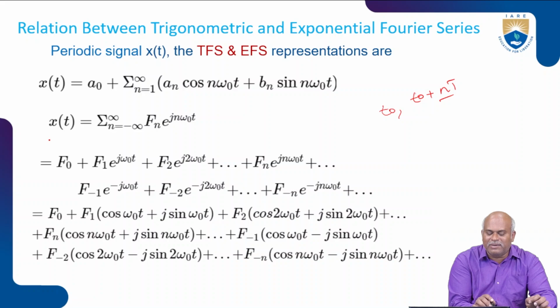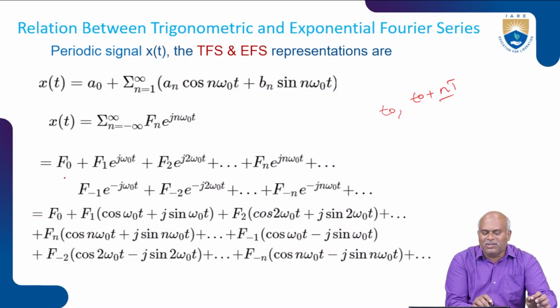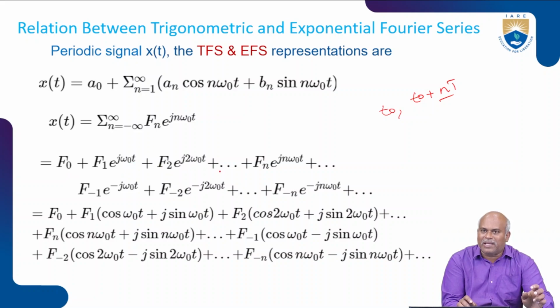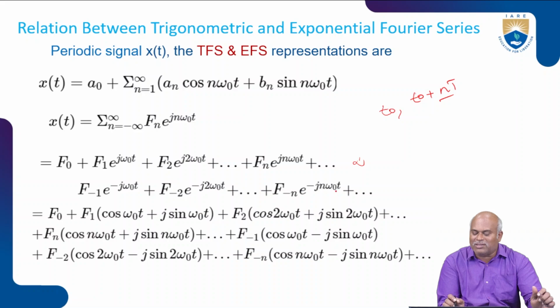Now I expand the exponential Fourier series: f0, plus f1 e power j omega 0 t, plus f2 e power j 2 omega 0 t, plus and so on, plus f of n e power j n omega 0 t up to infinity. Then the minus side: f of minus 1 e power minus j omega 0 t, plus f of minus 2 e power minus j 2 omega 0 t, plus and so on, plus f of minus n e power minus j n omega 0 t up to infinity.